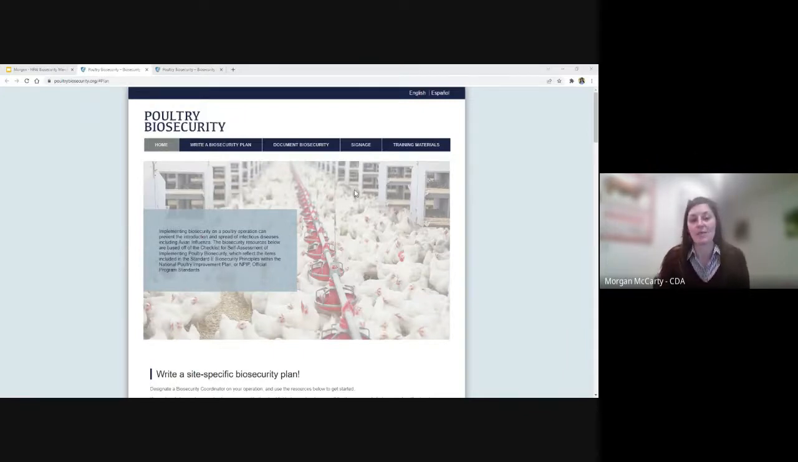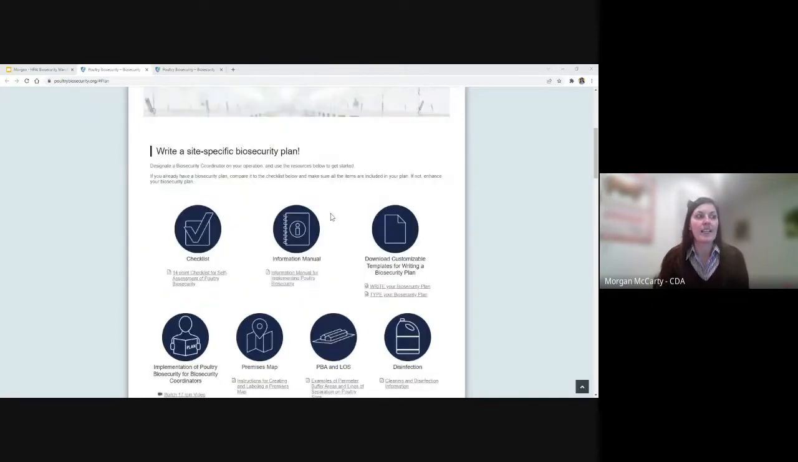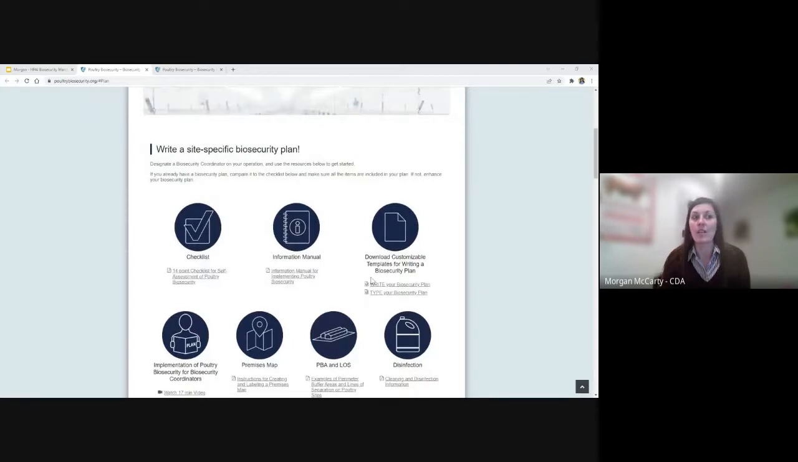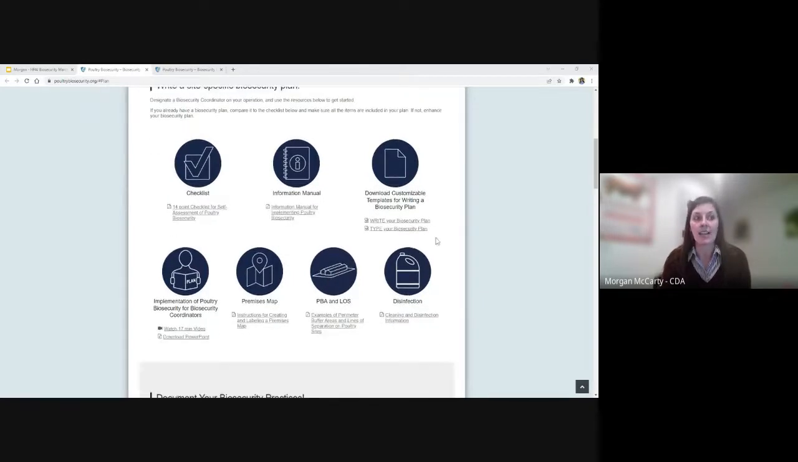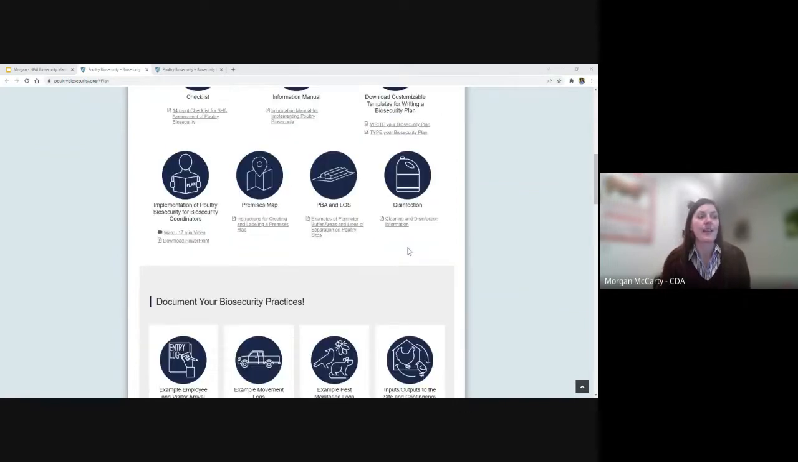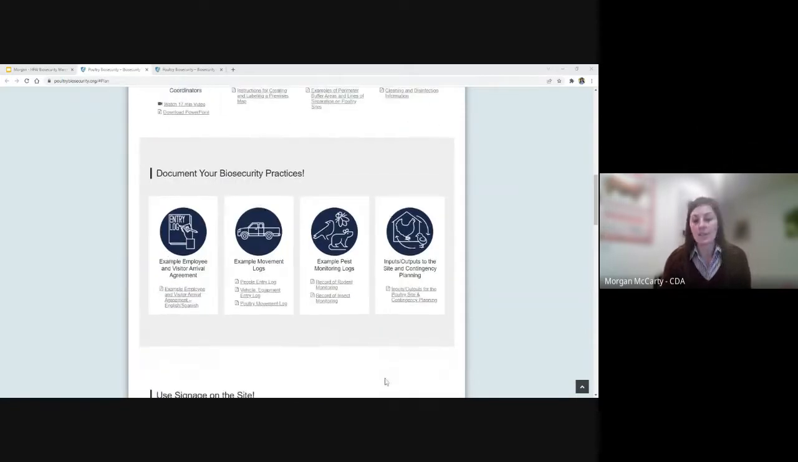So this is really a wonderful website on writing a biosecurity plan, and it has checklists, a manual. You can download a template and write it, or you can actually type the plan right into the website here. You can do the premise map that Dave talked about in the secure food supply presentation as far as line of separation. It talks about line of separation, and then cleaning and disinfection information here. All of the logs that you would ever need to document all of your biosecurity practices are here, as far as visitor movements, truck movements, that sort of thing.